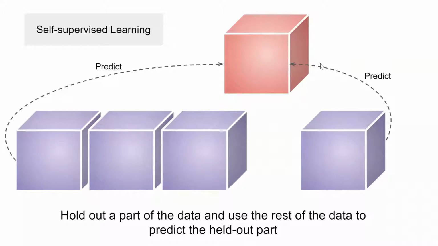Before moving to the next part, let's just quickly take a look at what self-supervised learning means. Self-supervised learning is categorized under unsupervised learning, where you don't have any labeled data. What you want to do rather is to take a part of your data, hold it out, and use the rest of the data to predict the held out part. By doing so, you want to learn information about the held out part and in the process, label the data itself.